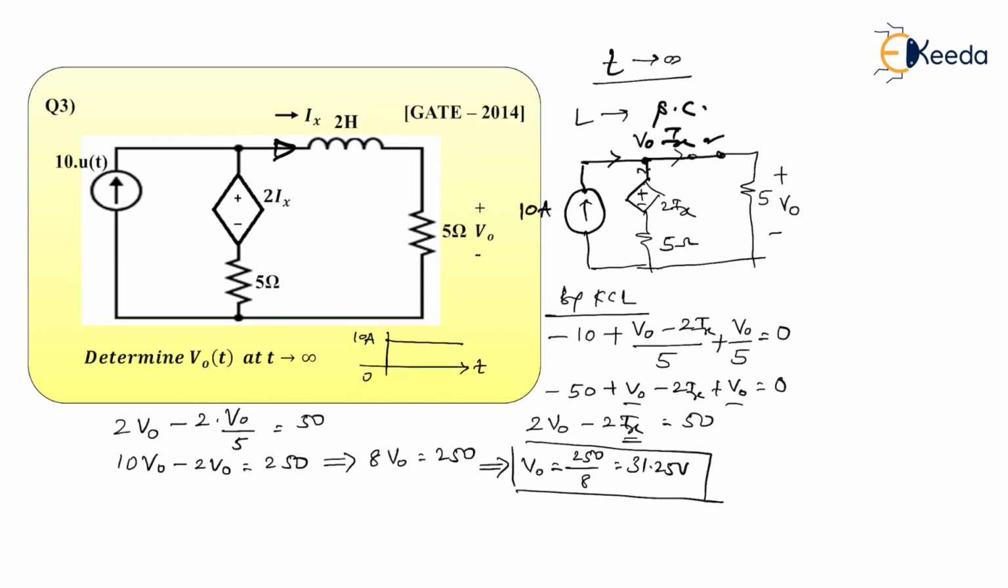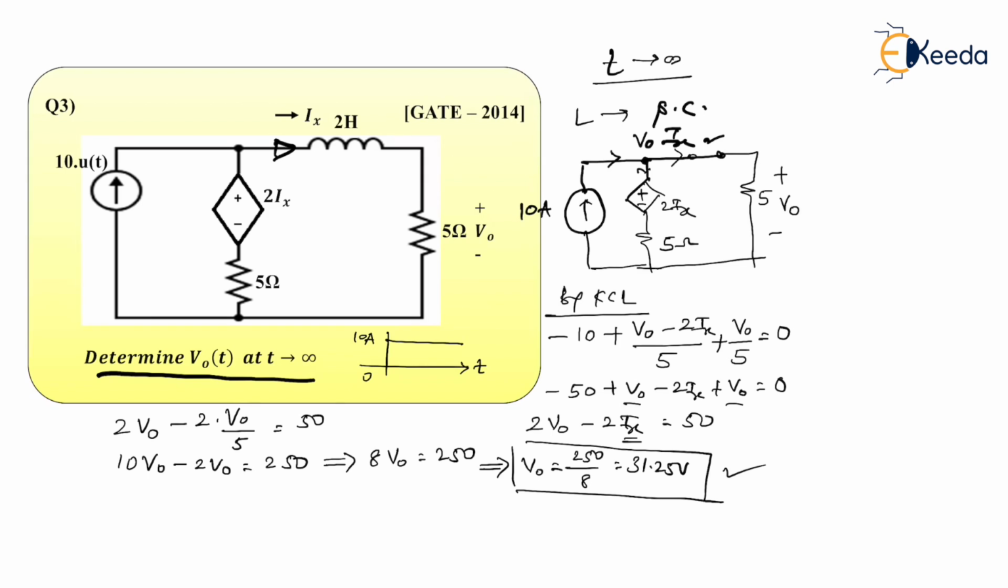So in this problem, they asked us to calculate V naught at t tends to infinity. What we did, without really pre-assuming or ignoring initial conditions, is we directly went for t tends to infinity. In previous videos, we have solved such problems where when t tends to infinity comes, you don't have to really go for initial conditions. So I have directly calculated V naught at t tends to infinity. When they say determine V naught at t tends to infinity, it is simply 31.25 volt.